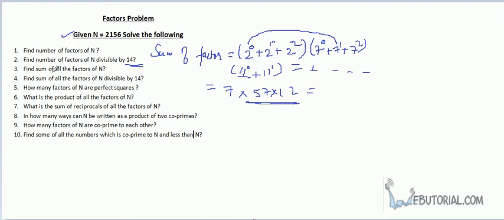Now the fourth question is, find the sum of all the factors of n divisible by 14. Again, now you have to find the sum, but again a constraint is given to you that it should be divisible by 14. So how to do this? So if a number is divisible by 14, then it means that it should contain at least 1 2 and it should contain at least 1 7, right?